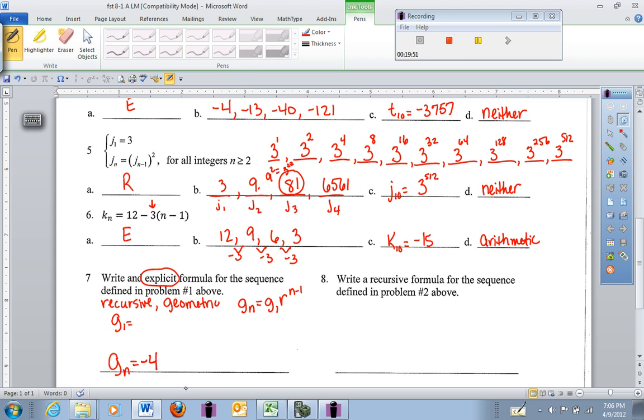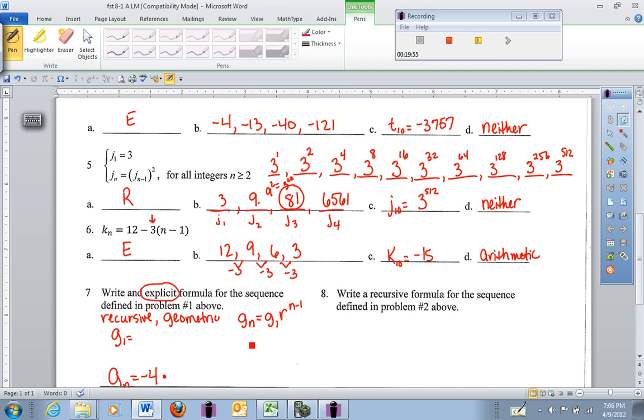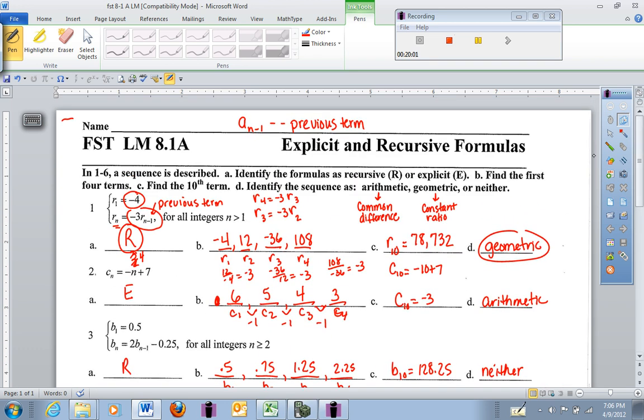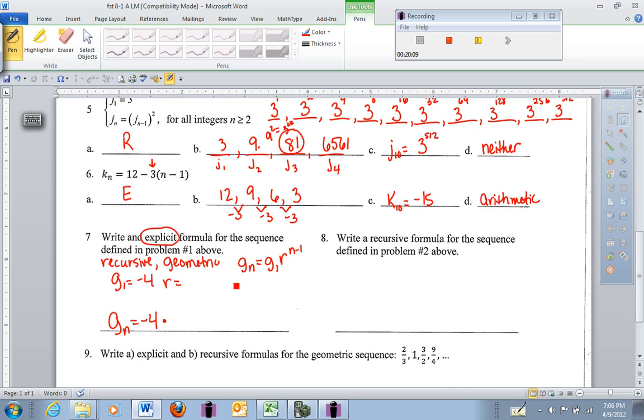Okay? And then I want to multiply by r, the common ratio r. Well, we said, based on this list of numbers right here, that this was dividing and every time we were getting -3, weren't we? So we're going to say that this is -3. So I want to take -3 and raise it to the n minus 1 power. All right?